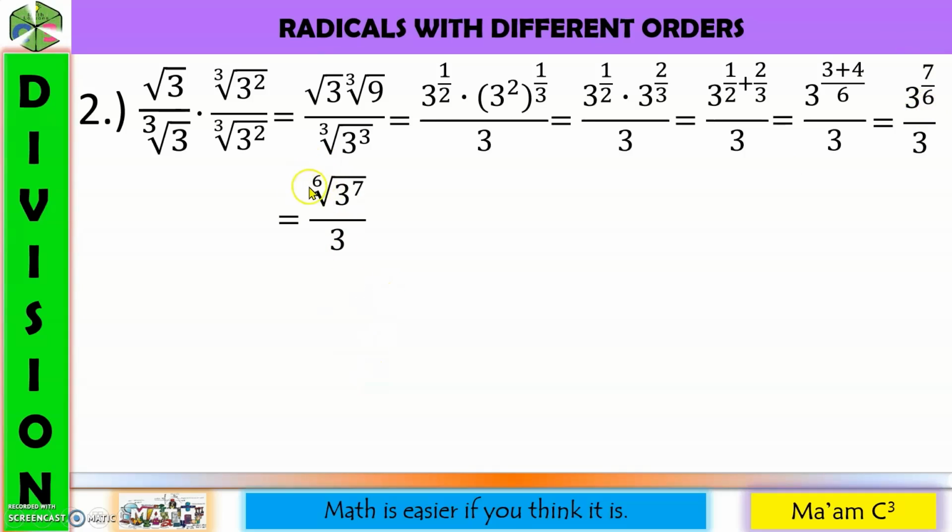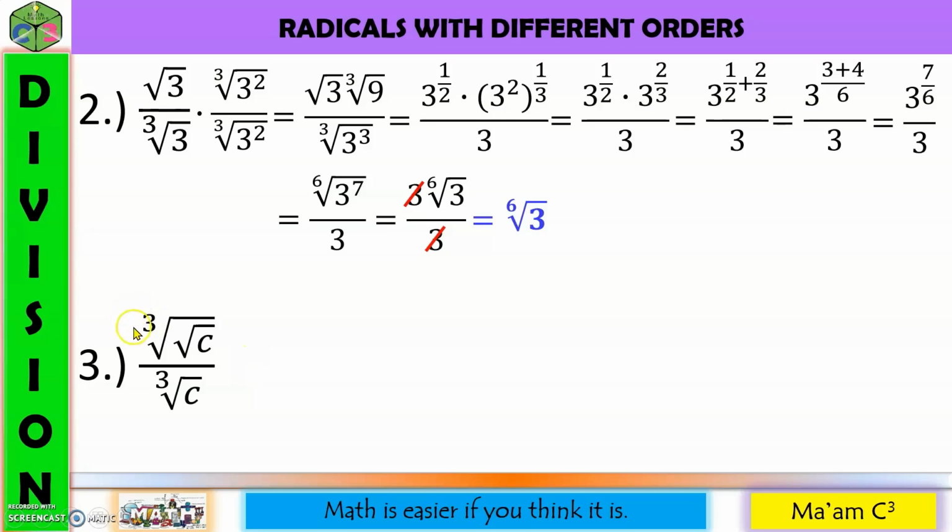The index is 6 and the exponent here is 7. I can factor out 1, 3. 1 times 6 is 6, and 7 minus 6 is 1, so there is one more 3 inside the radical symbol. I'll cancel 3. Our final answer is 6th root of 3.